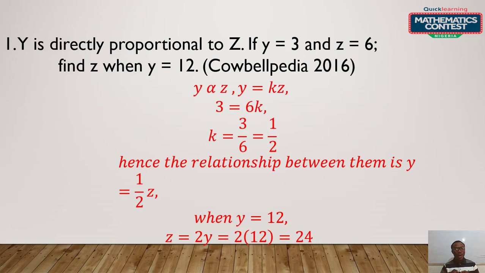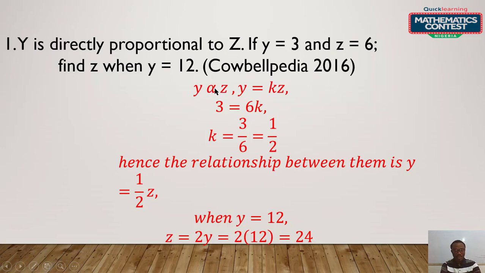Now, the question says, y is directly proportional to z. If y is 3 and z is 6, find z when y is 12. How do we go about this? From the first statement, y is directly proportional to z. To write this statement mathematically, it means y ∝ z.